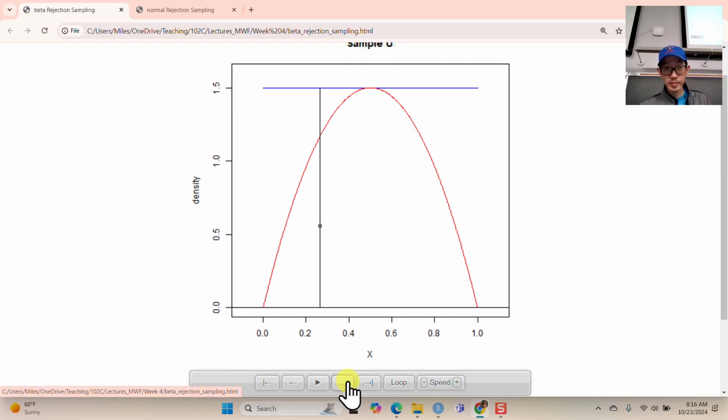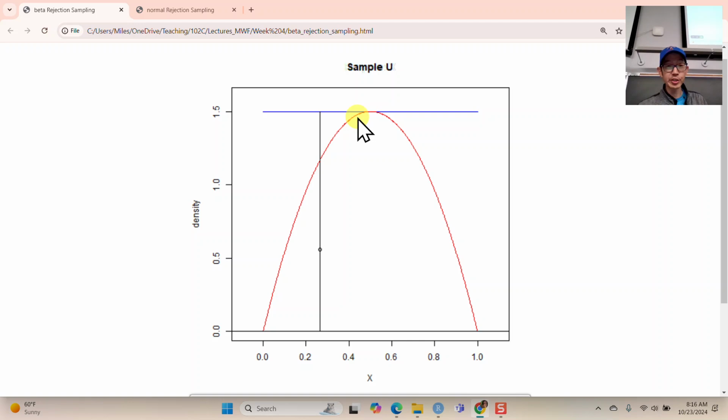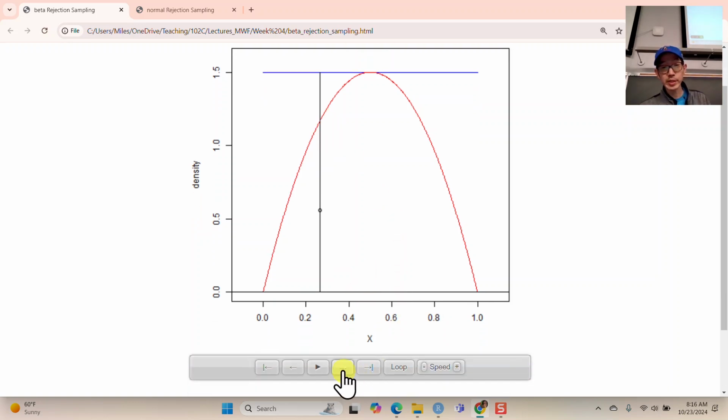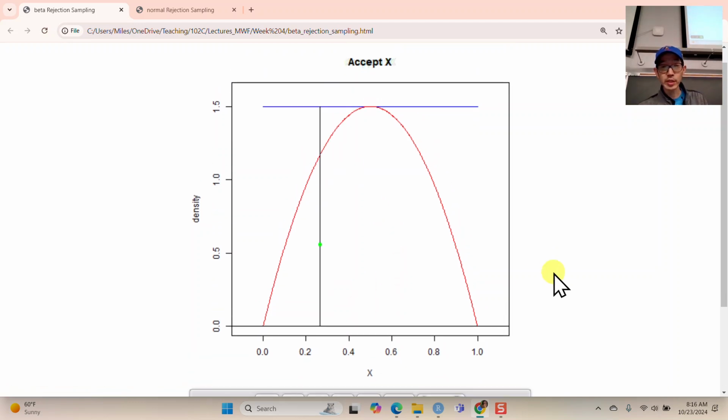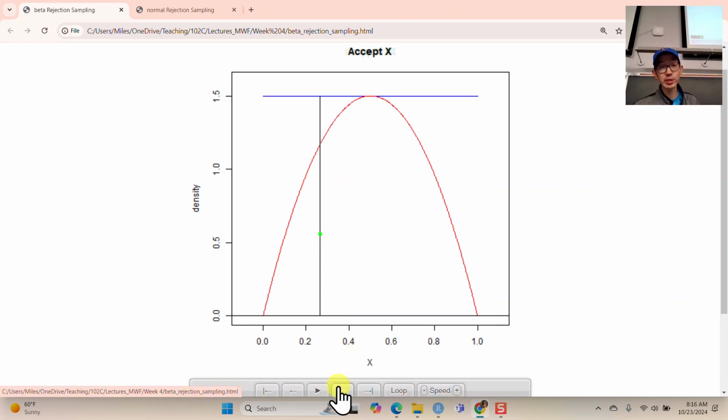And we're going to generate a random value of u. 0 is down here, 1 is up here. So this random value of u is right here. It's below the red line, so we will accept it. When we accept it, I'm going to color that dot green to show that it was accepted.